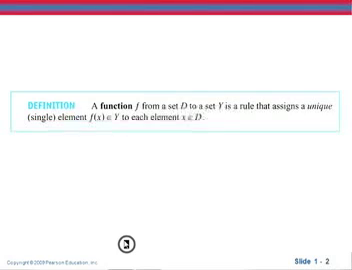Remember the definition of a function. A function f from a set D to a set Y is a rule that assigns a unique single element f(x) that's an element of Y to each element x that's an element of the domain. The most important part of this definition is the word unique. Each element in the domain corresponds to exactly one element in the range, a single element in the range.